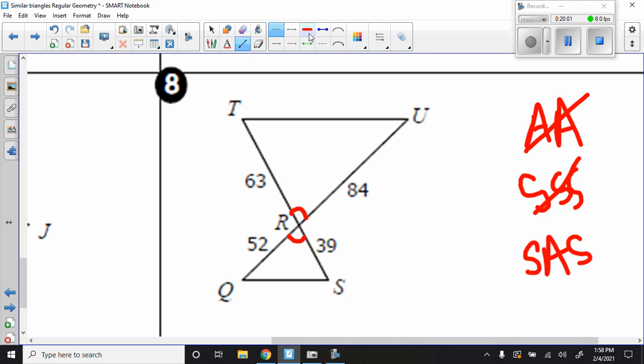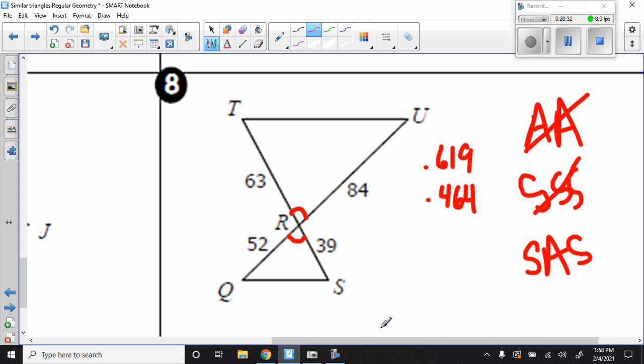I guess we could make a rule. In all reality, it's easy to check both. I mean, look, if I take 39 divided by 63, that is 0.619. Okay? 39 divided by 84 is 0.464. Now, if I take 52 and divide it by 84, or 52 and divide it by 63, and I see one of these decimals, then I have something to work with.